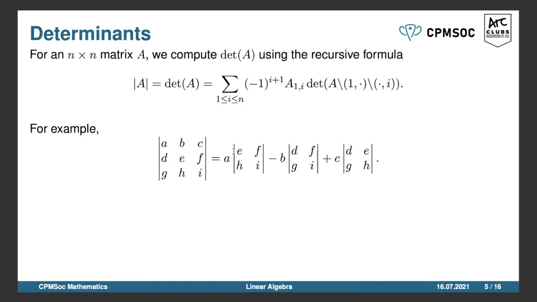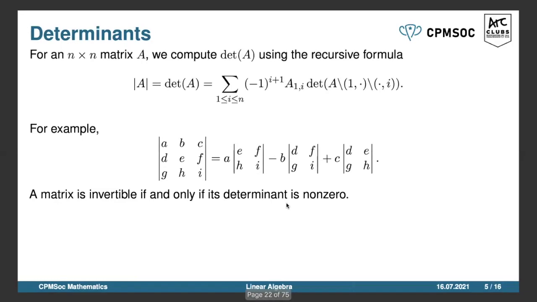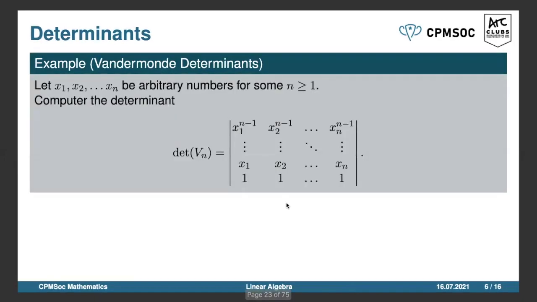And if you want to find the determinant of a 2 by 2 matrix, that's just the first element times the rest of the matrix, so e times i, minus the second element times the rest of the matrix, so ei minus fh. And as we said before, the reason you might care about determinants is for determining invertibility.